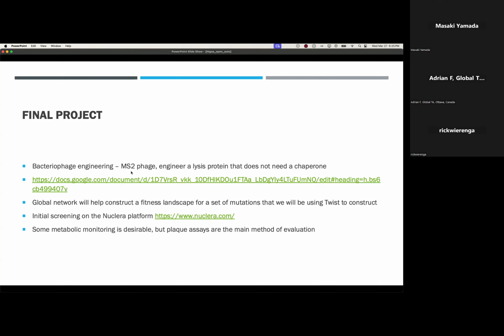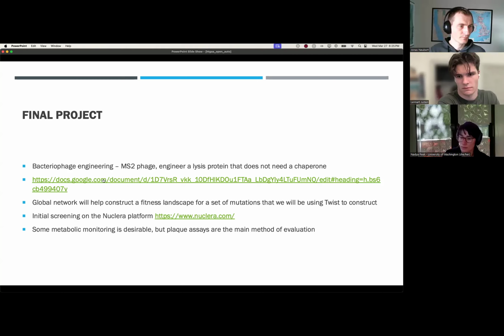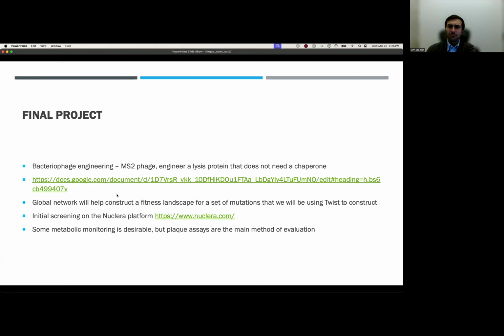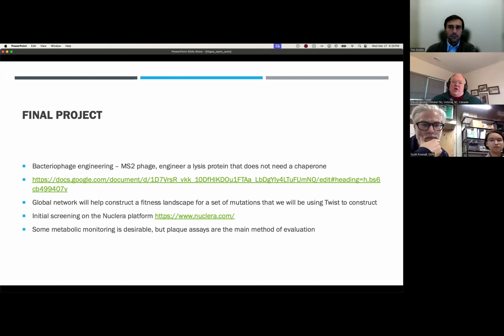So what we want to do with the global network of Opentrons is construct a fitness landscape for the mutations that we'll be using. Twist has given us about a 20K synthesis budget. With it being such a small genome, we've constructed some plasmid designs that allow us to produce quite a good number of mutants of that lysis protein.